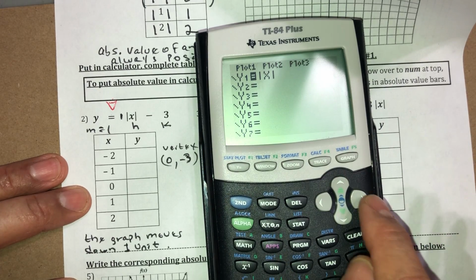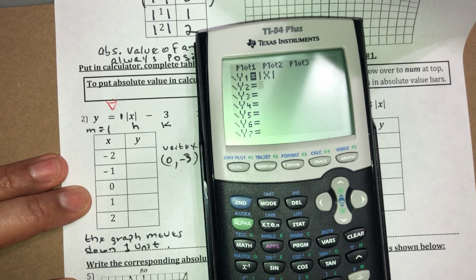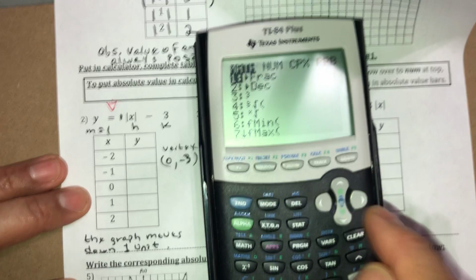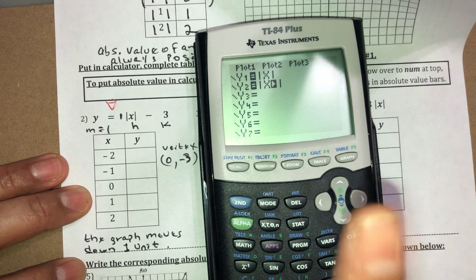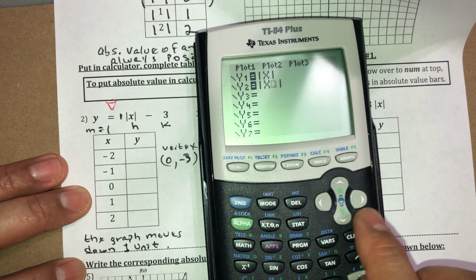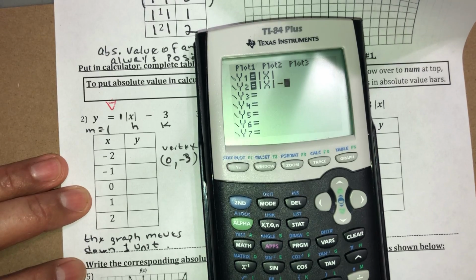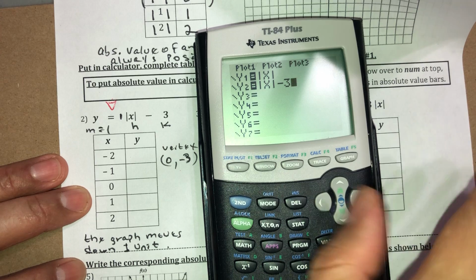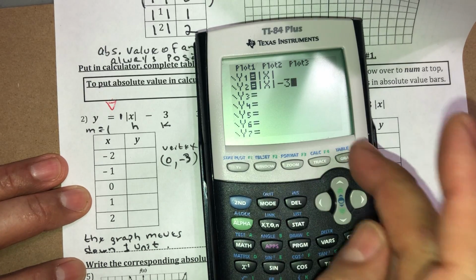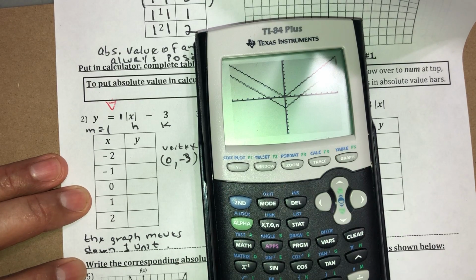Second to the right, I'm sorry, not second, math, my bad, to the right, number 1, and I'm going to put x. I'm going to exit out. You have to exit out because the 3 is outside, minus 3. If you have parentheses, the absolute value, put the x, close the parentheses, put the minus 3 outside. And if I go to my graph, you're going to see exactly what I just did.